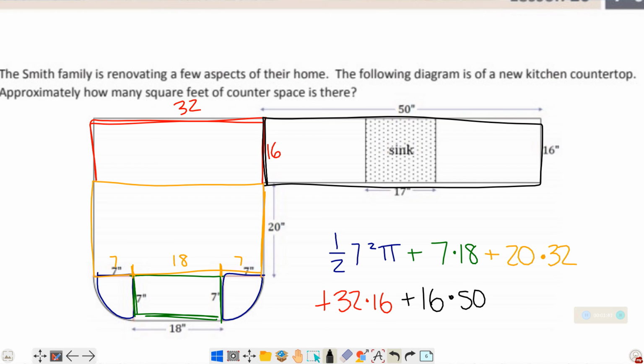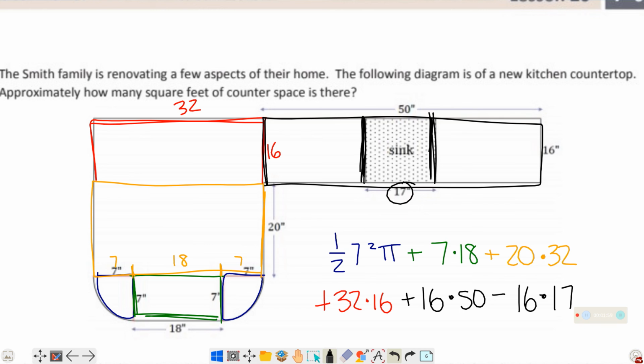But I also want to remove the sink because I'm not going to cover that with any counter space. So I'm going to subtract a 16 by 17 piece because it's 17 wide and 16 tall. When you do that, that'll give you your final answer.